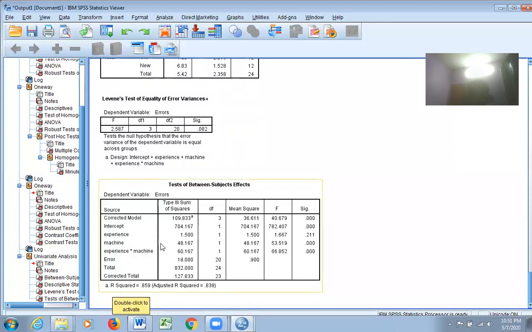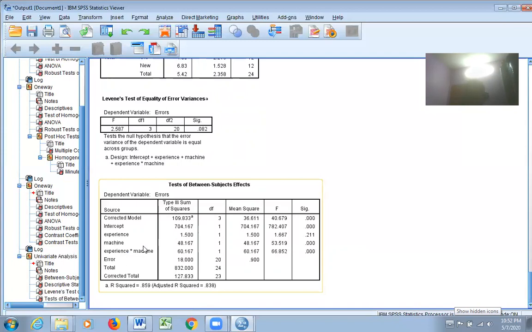Fine. And you take machine. What is the sig value for machine? 0.000. It means that this is less than 0.05, so the null hypothesis is rejected, and there is a significant impact of type of machine on the errors committed by the respondents. So we have seen individually the impact of experience and the impact of machine on the errors committed by the employees. But here we can also find the combined effect of experience of the employees and types of machines on the errors committed.